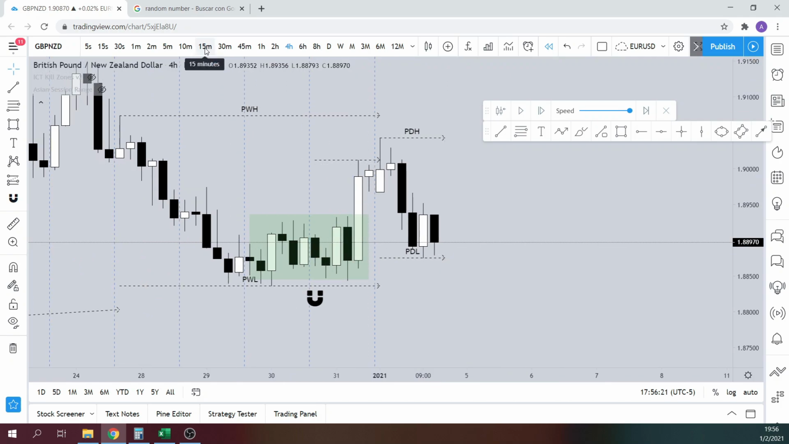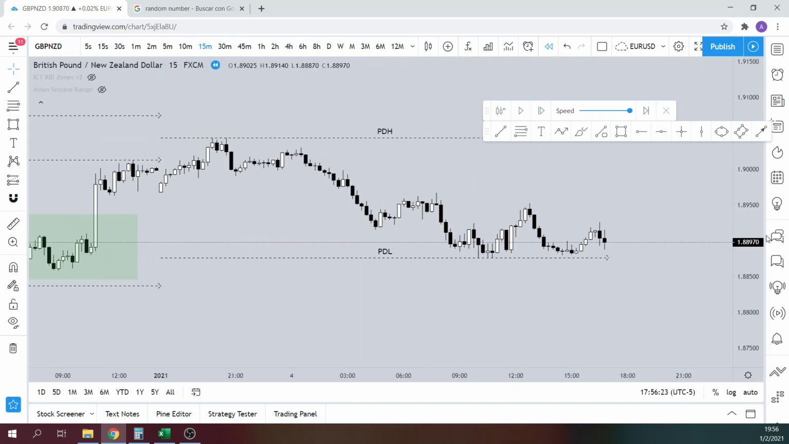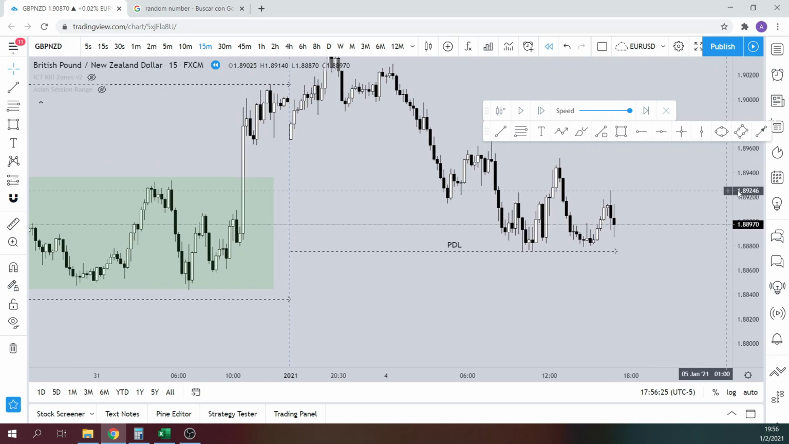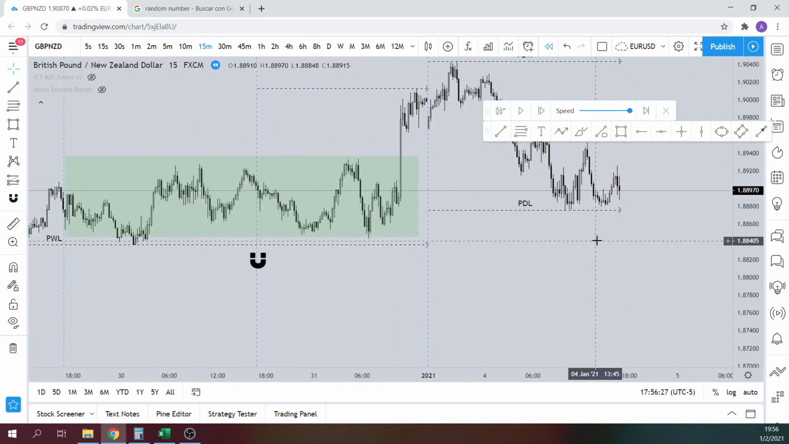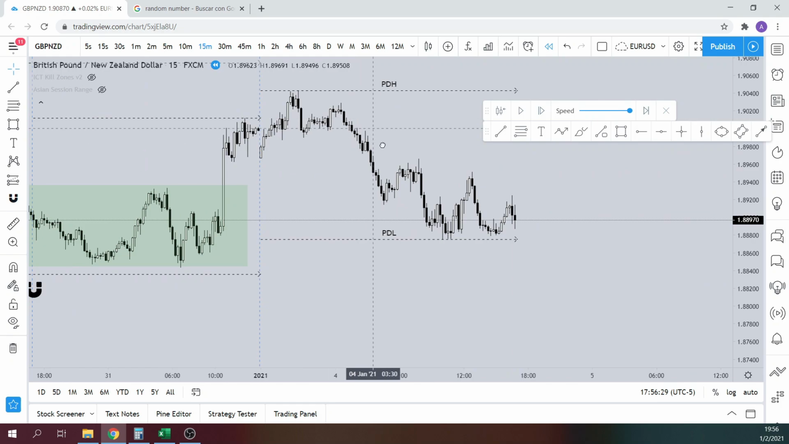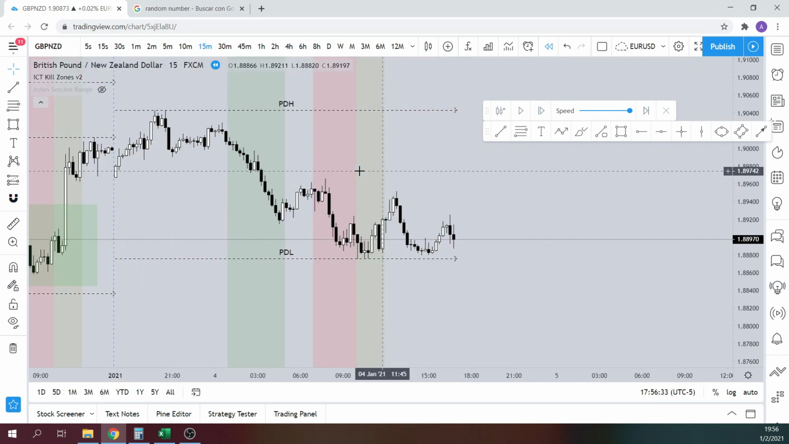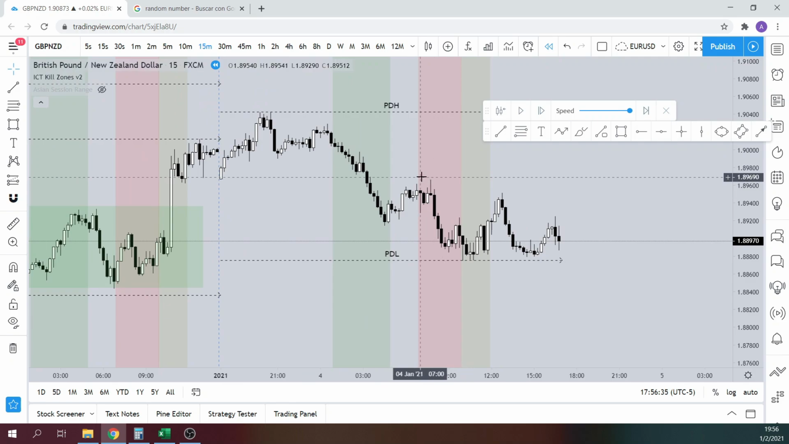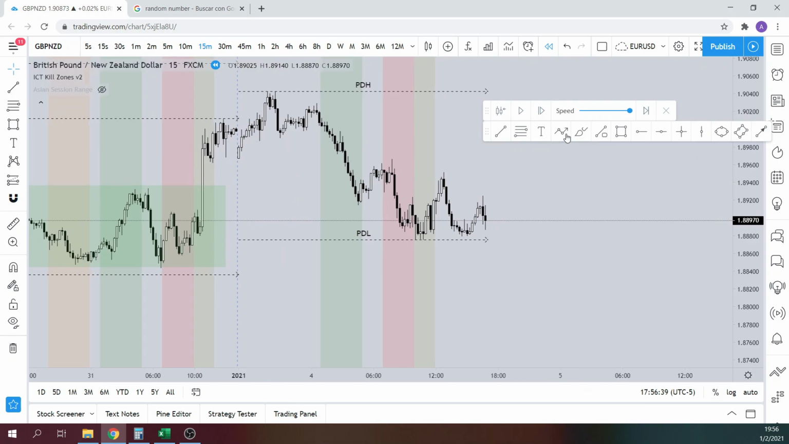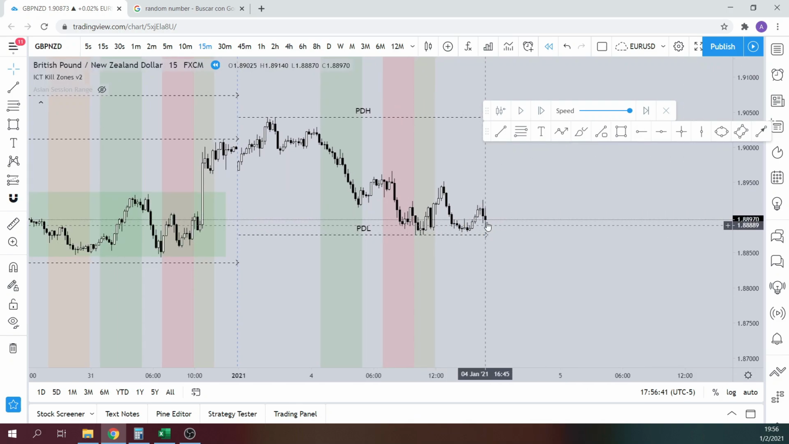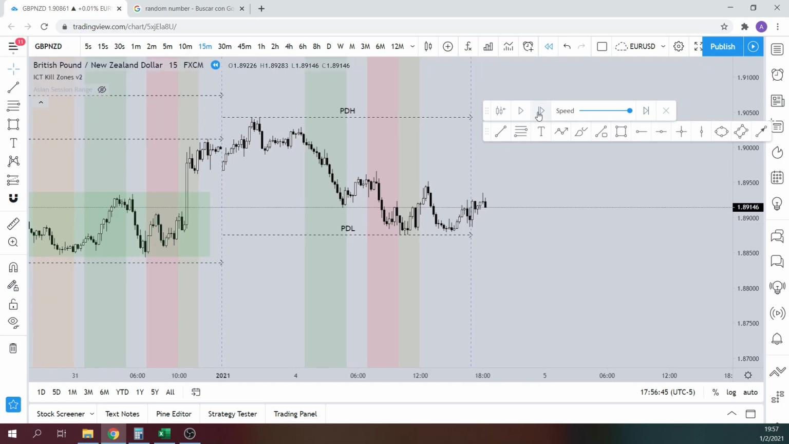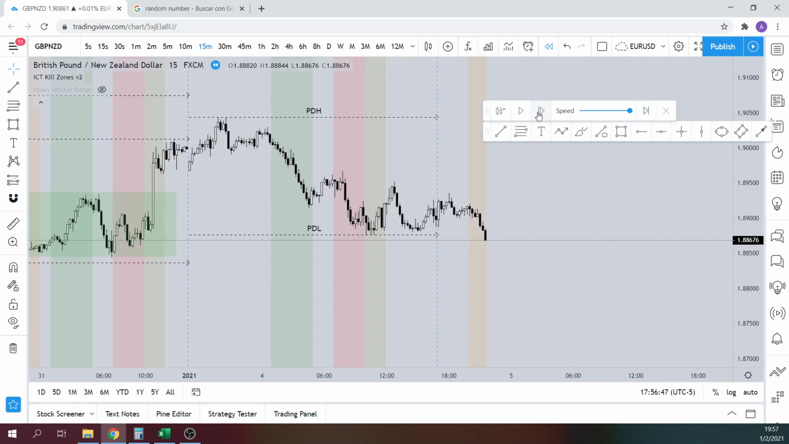So now let's go to the 15-minute chart and see what price may or may not do here. So I will turn on this indicator which shows, if you know ICT, the ICT kill zones for London, Europe and Asian session. So let's see what happens. We just closed a day and let's see what price action is being created in the coming day.